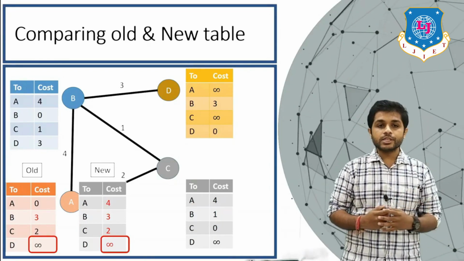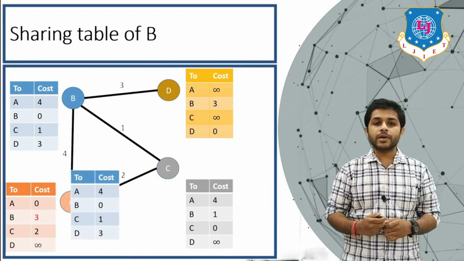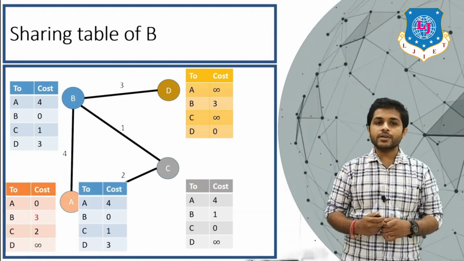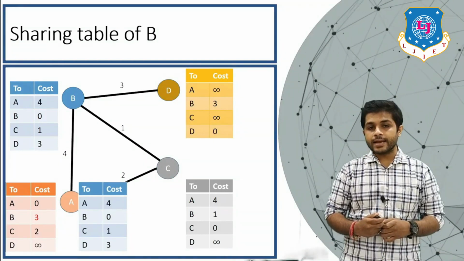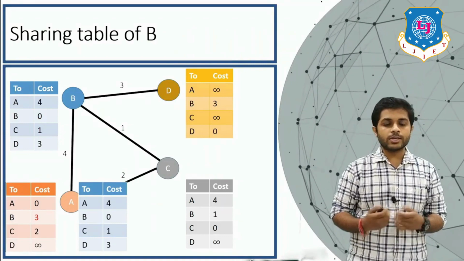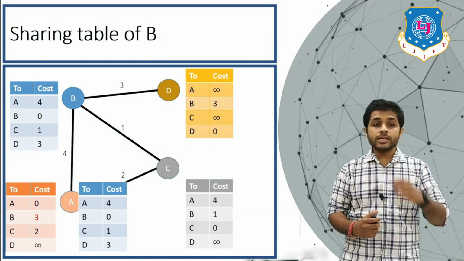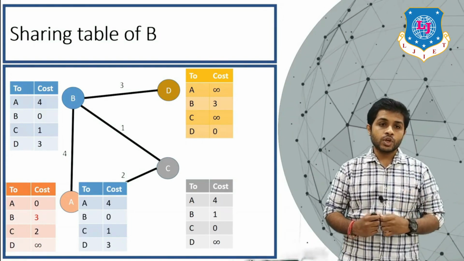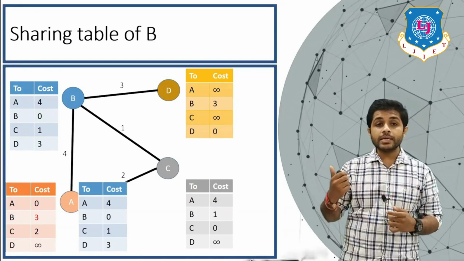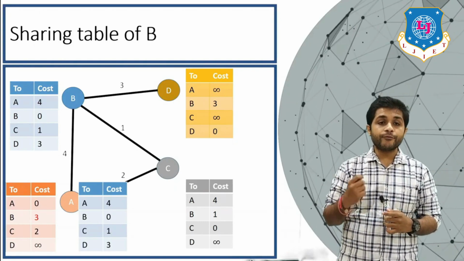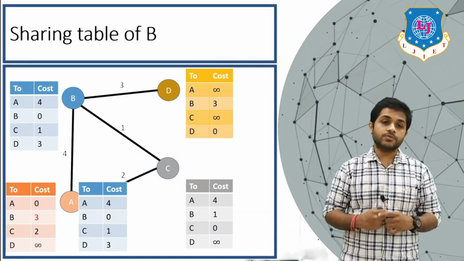Now A will receive the table from device B. After receiving B's table, A will add 4 to each and every entry of device B's table. What is the reason behind that? B's table tells you the distance to all the devices from B. So device A knows that if A wants to reach all the devices via B, in that case it has to add 4 to all the entries in device B's table because the distance from A to B is 4.